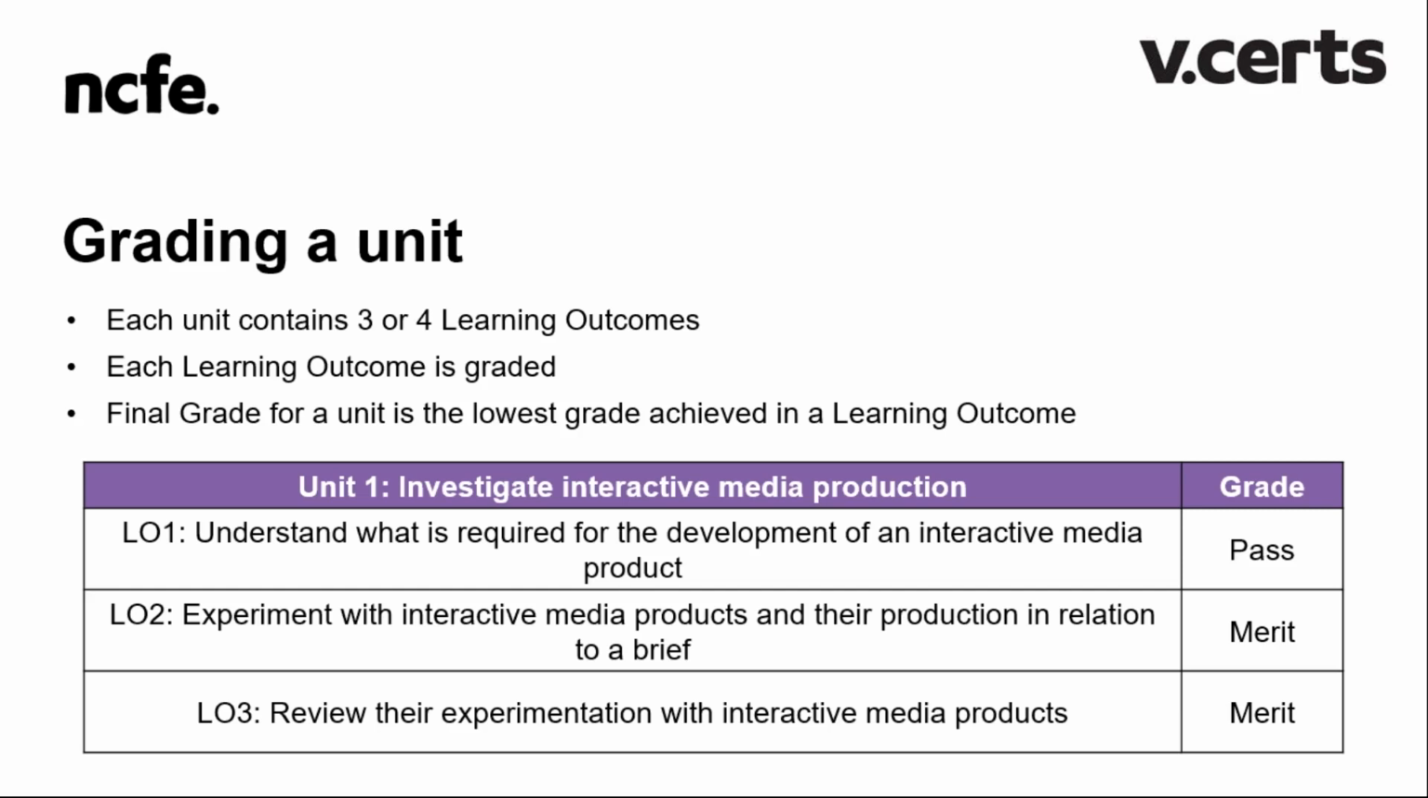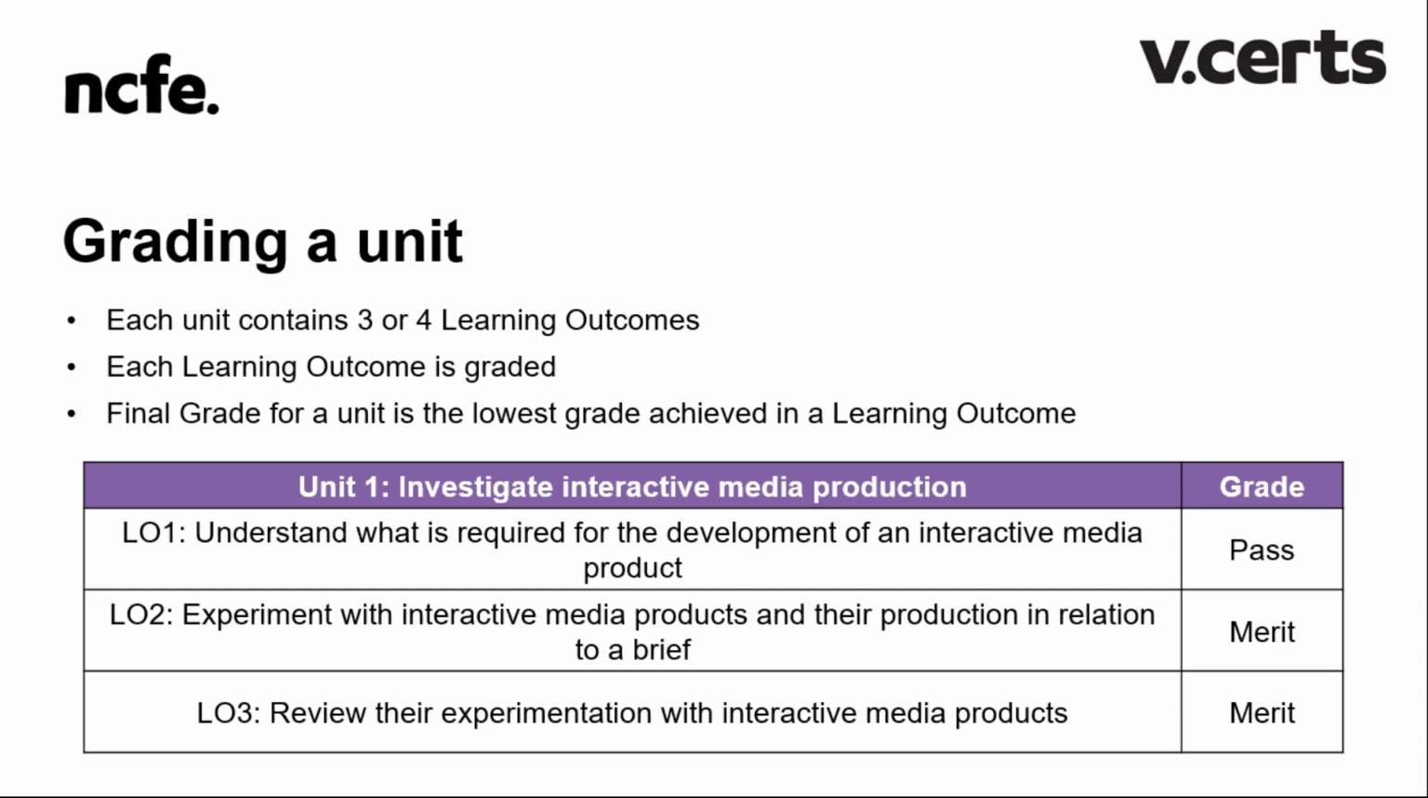Now, in order to judge the unit as a certain grade, learners have to have the same minimum level of competency in each learning outcome if we're to say the unit is that grade as well. So if they were to get a pass overall for Unit 1, they need at least a pass in each learning outcome. A merit overall for the unit, they need a merit in each learning outcome. So in this case, the learner has a pass in learning outcome 1, merit in the other 2. The overall grade for the unit is going to be a pass. In order for them to get a merit overall, they need a merit in learning outcome 1.